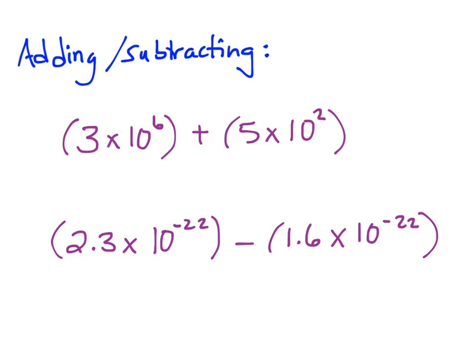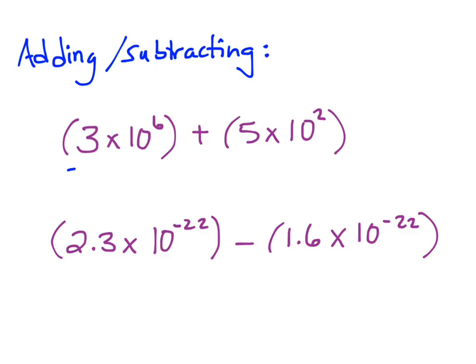And finally, let's talk about adding and subtracting with scientific notation. All right, now this one, because of order of operations, we do need to multiply before adding or subtracting. So there's no shortcut for this one. We can't, for example, add the 3 and the 5 and then go back and add the 10 to the 6th and the 10 squared. It doesn't work that way. So instead what you need to do is actually just convert the numbers to standard form, then do your addition, and then put it back in scientific notation.